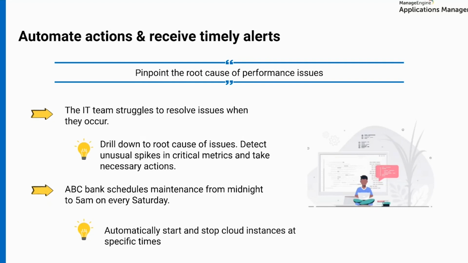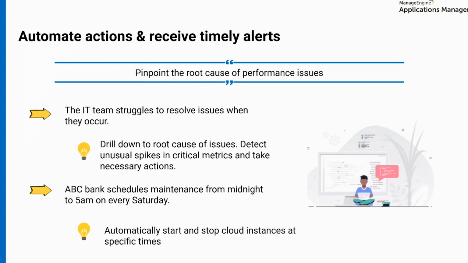How will these automated actions work? Let's take an example. ABC is a bank, and they're scheduling maintenance from midnight Saturday to early Sunday morning. During this particular time period, all the virtual machines or all the EC2 instances hosted under AWS will be in maintenance mode, which is created by your admin team.